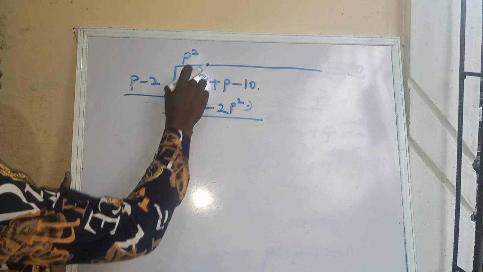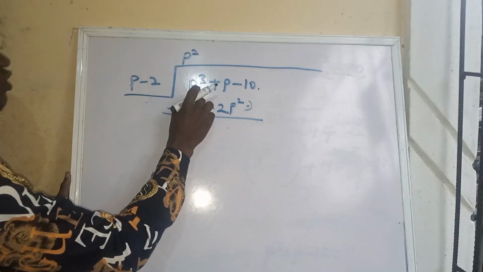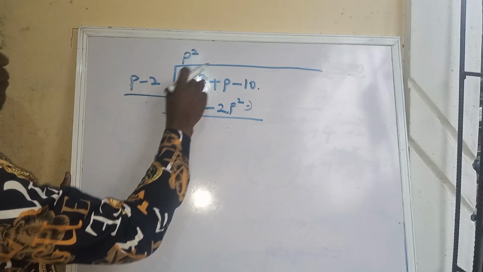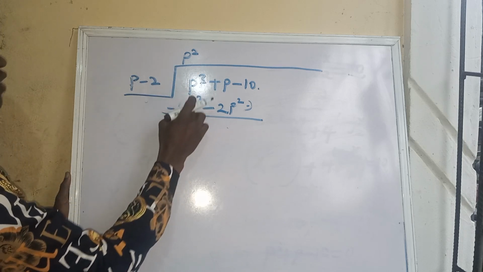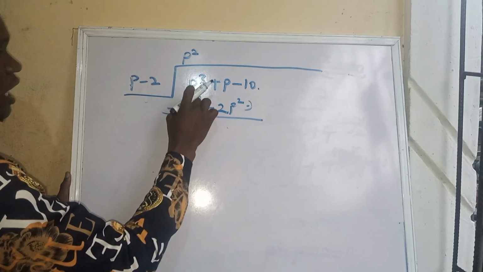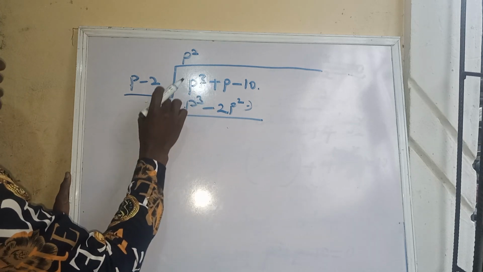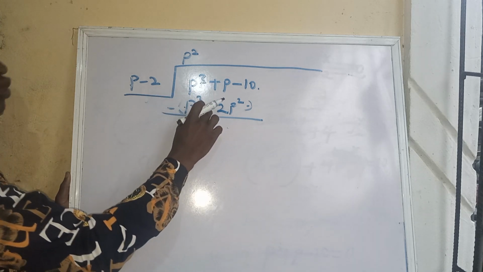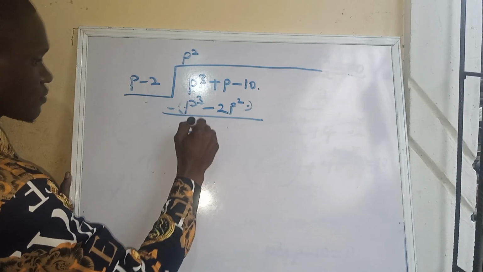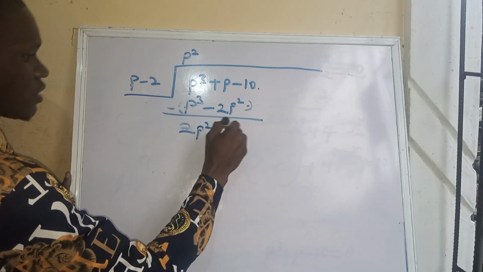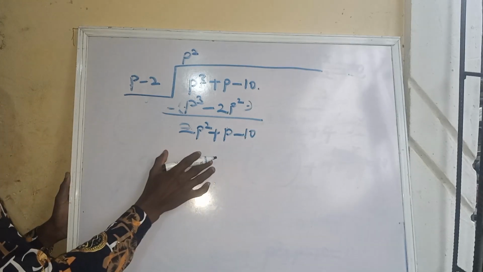This times this is going to give us a negative p to the power of 3 or a negative p cubed, and positive p cubed minus negative p cubed is going to give us what? It's going to give us 0. So we are having the whole of 0 here. Then this times this is going to give us a positive 2p squared. And if we should add up, we are going to have 2p squared plus p minus 10. This is what we are now having.